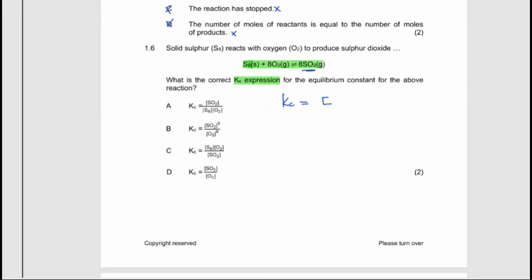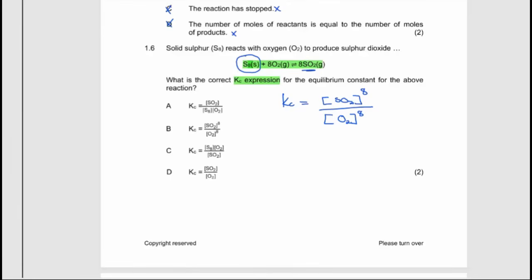I'm going to say the concentration of our products, which is SO2, with the exponent of 8, and then all over the concentration of our reactants, which is O2, a gas, with the exponent of 8. So let's take note, when it comes to this Kc expression, we do not include solids and liquids. Therefore, we are not supposed to add this one. So we are going to look for an option that matches with this one.